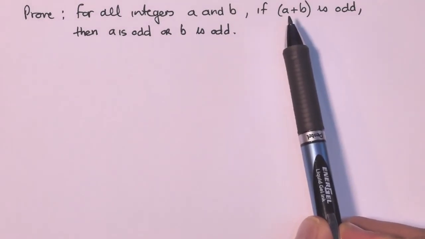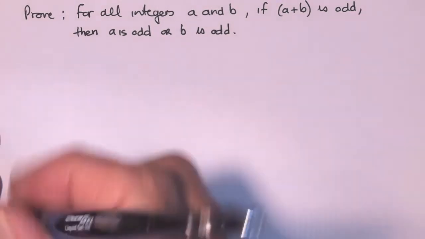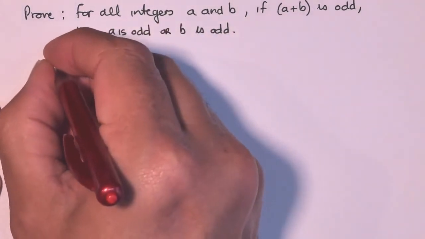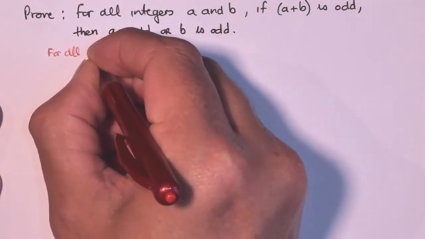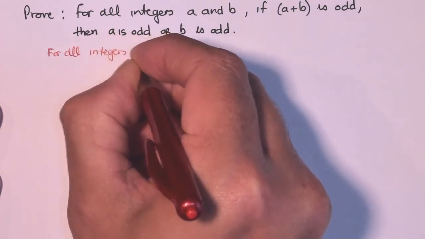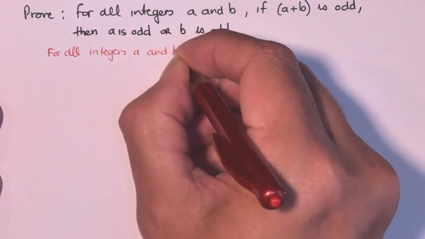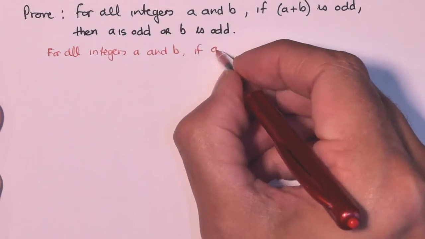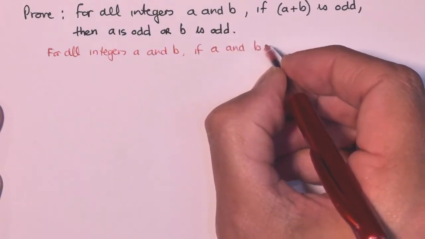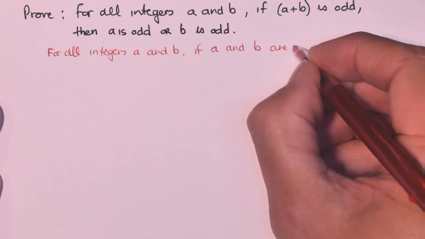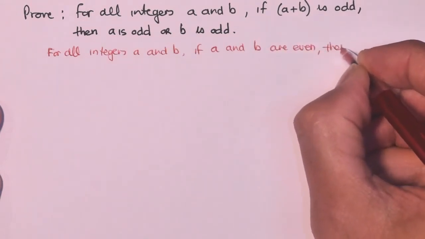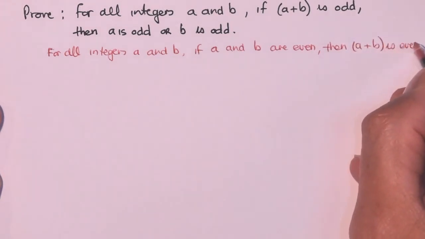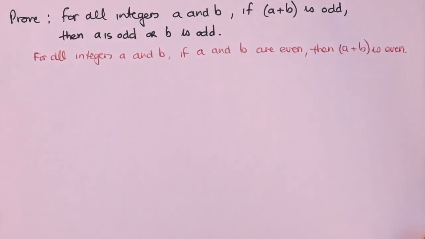Okay, so we go to the contrapositive. The contrapositive statement for this proof will be the following. For all integers a and b, if a and b are even, then a plus b is even. Okay, that's the contrapositive statement.